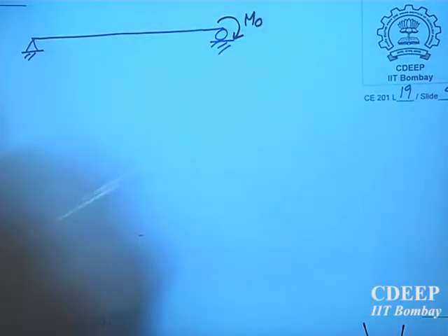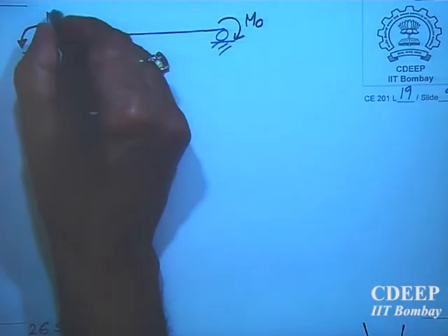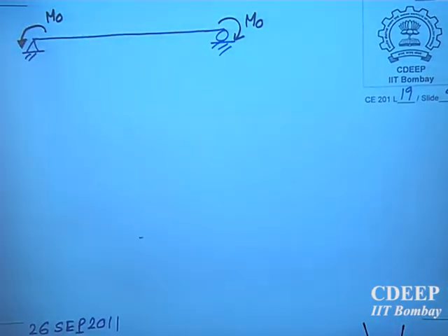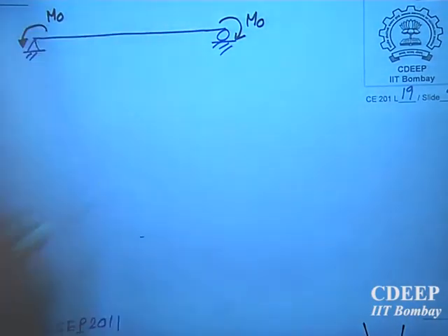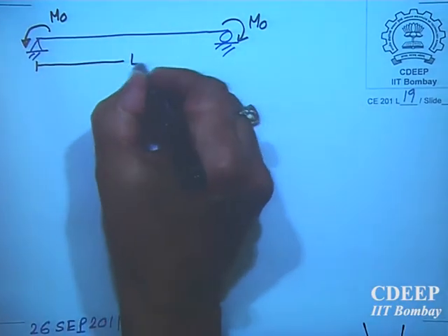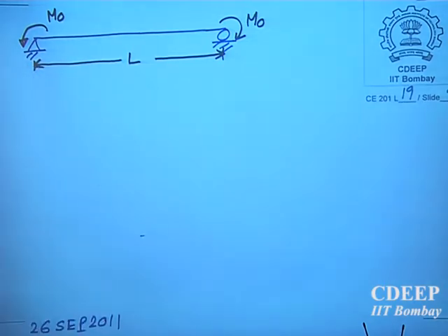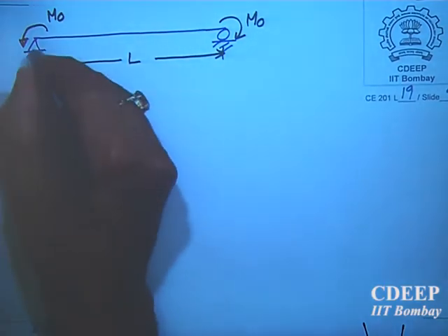There is M naught here, and I am also applying an M naught here. I can apply also M naught or M1 and M2, two different moments also I can apply. I am putting it here the same one. One is clockwise, one is anti-clockwise. Length is L. Now please find out the reaction. Tell me the reaction. Free body diagram. Reaction.